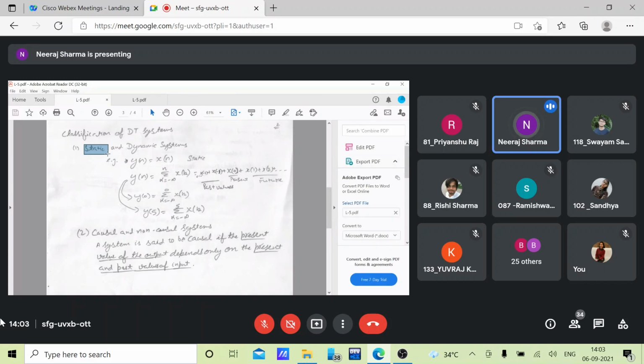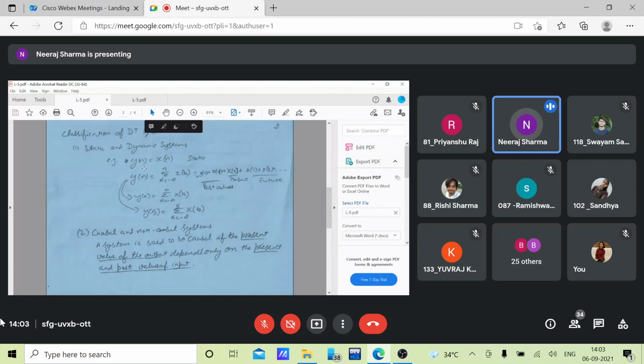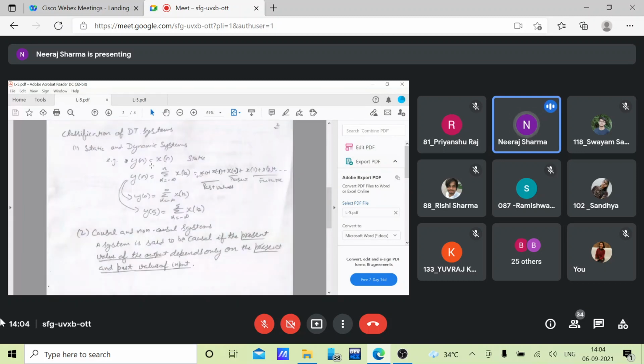Let us understand it with the help of an example. Suppose that we have a system, and the system has x of n as an input signal and y of n as an output signal. When x of n is applied to the system and y of n is the output of the system, then y of n is defined as the sum over k from minus infinity to n of x of k, right?